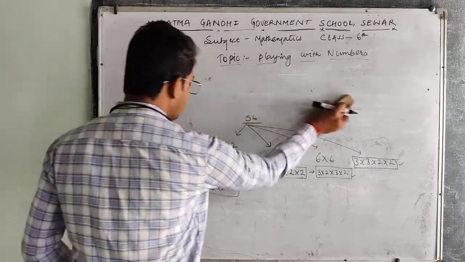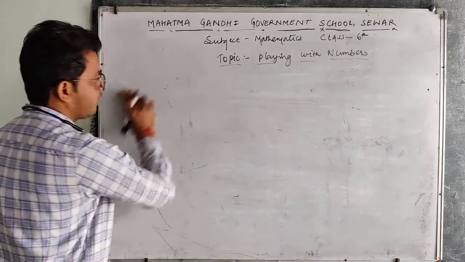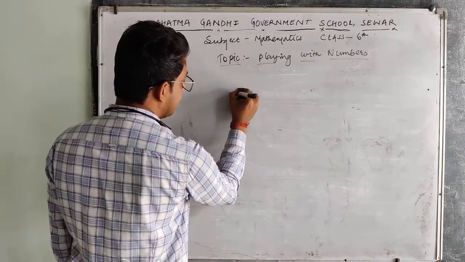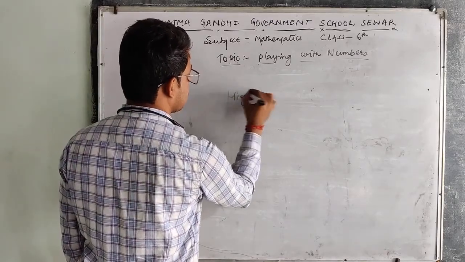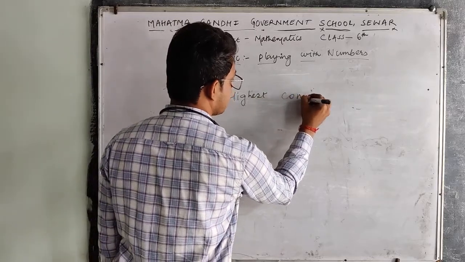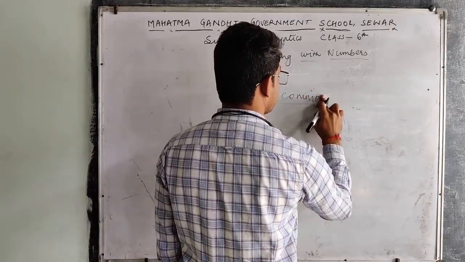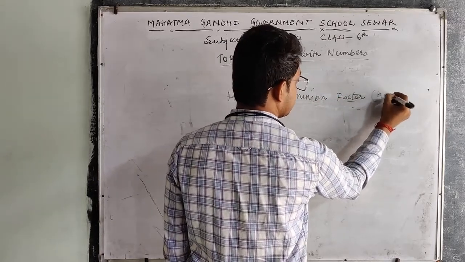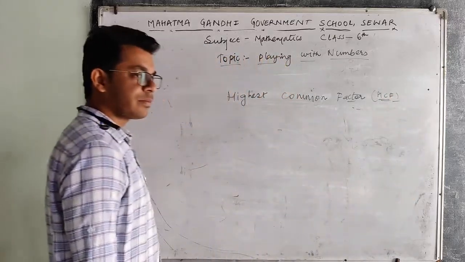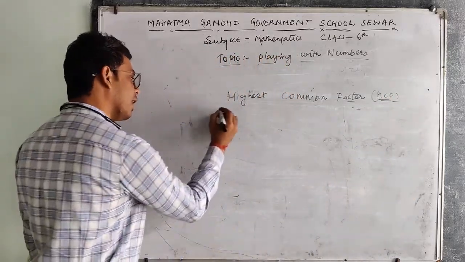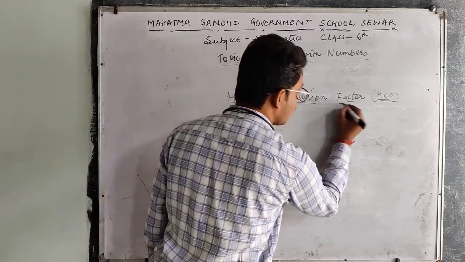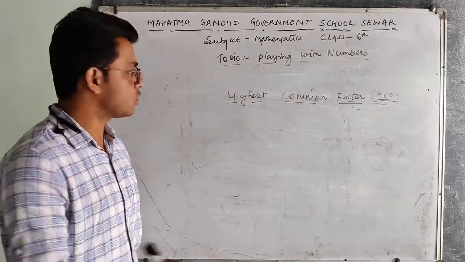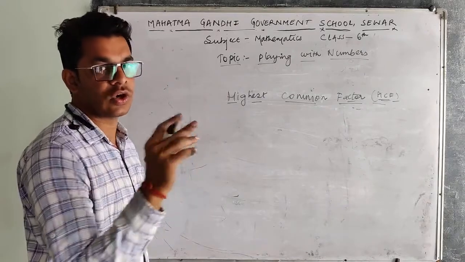Now we will talk about HCF. What is HCF? Highest common factor. As the name suggests, anything which is common between the numbers and is the highest is called the highest common factor.